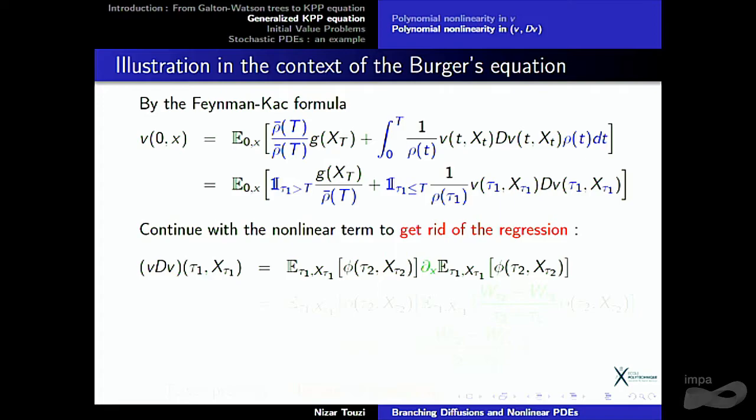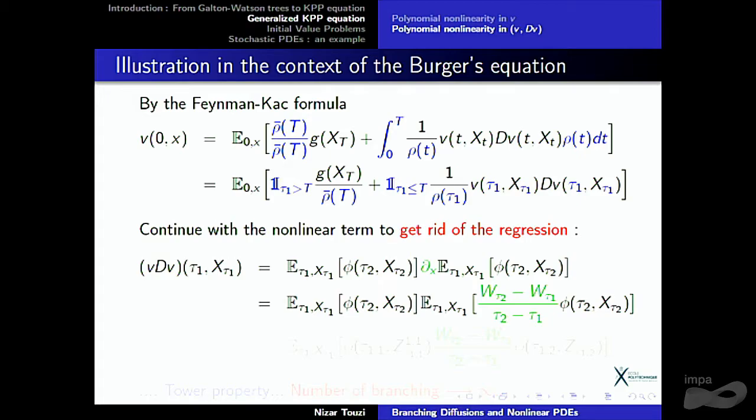So this v dv at time tau 1, x tau 1, exactly as before, I can write as an expected value at time tau 1, x tau 1 of this function phi at time tau 2, but then the dv is the derivative with respect to the space variable of the same expectation. And I think many people here are familiar with this Malliavin type of differentiation. You can differentiate this expected value by multiplying by the increment of Brownian motion divided by the difference of time steps. So here I'm taking sigma equals identity and mu equals 0 to make it simple.